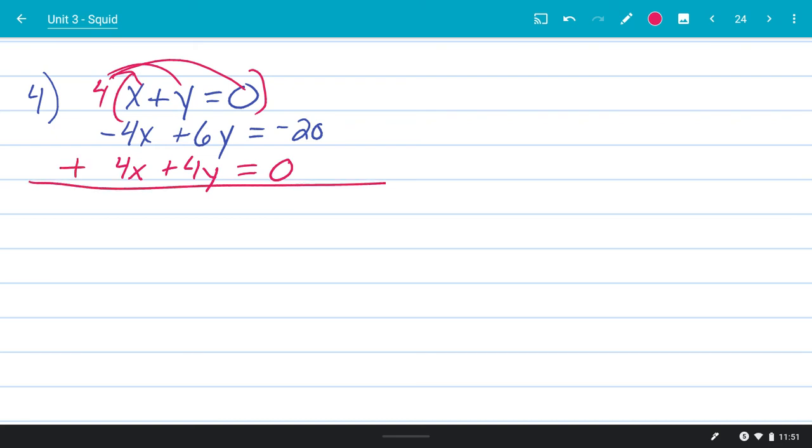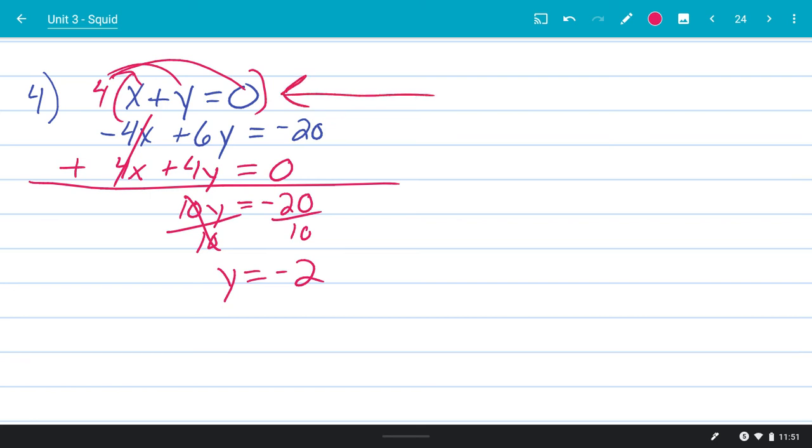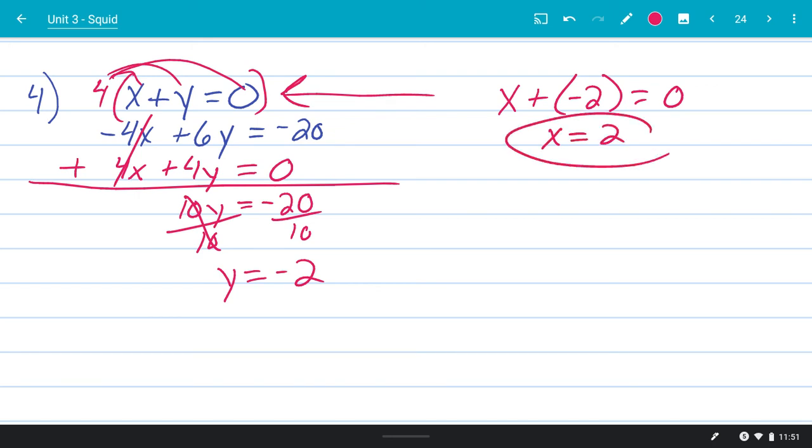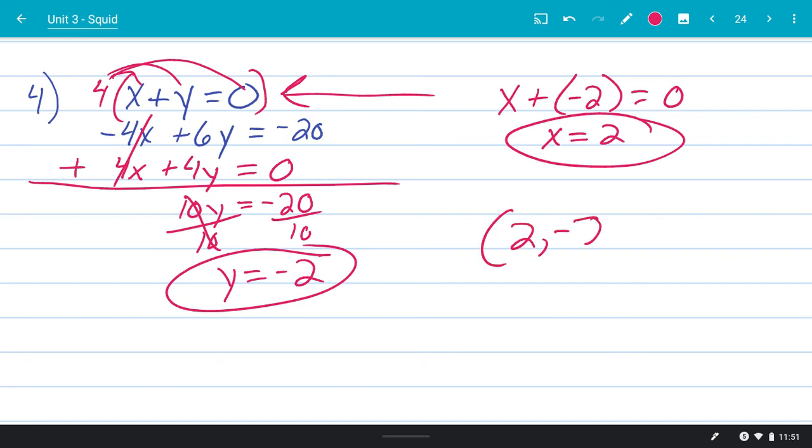Now I can use the addition method. My x's will cancel. 6y plus 4y is 10y. And then negative 20 plus 0 is negative 20. Divide by 10. Y equals a negative 2. Now, I'm going to choose this original equation because it looks the simplest to plug it in. So I have x plus a negative 2 equals 0. Add 2 to both sides. X equals 2. And there are both parts of my solution, which is 2, negative 2.